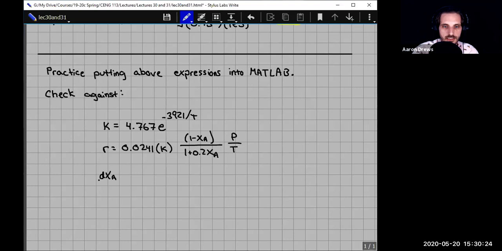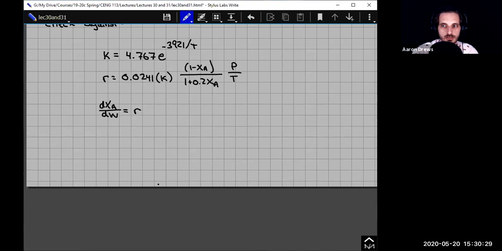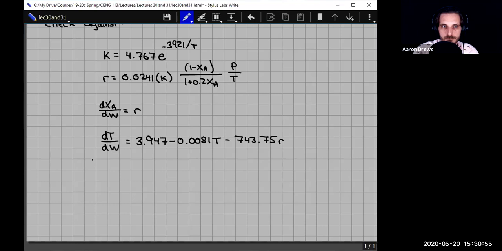Our dXa/dW will just be r. Our dT/dW would be equal to 3.947 minus 0.0081 times T minus 743.75 times r. And then our last one will be our pressure drop, which is dP/dW. That's a weird looking one. I mean, they're all kind of weird right now. 4.734 times 10 to the 6th times 1 plus 0.2 Xa times T over P.